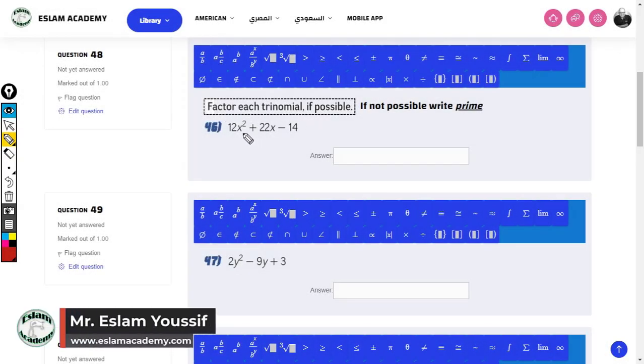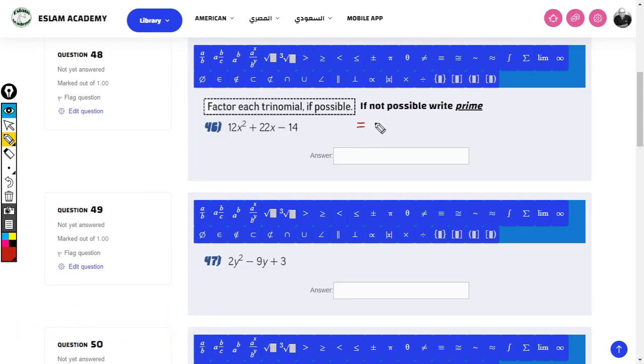Factor each trinomial. 12x² + 22x - 14. You will find that we have a common factor, which is 2, because all of the terms are divisible by 2. 12x² divided by 2 equals 6x². 22x divided by 2 equals 11x. Negative 14 divided by 2 equals negative 7.